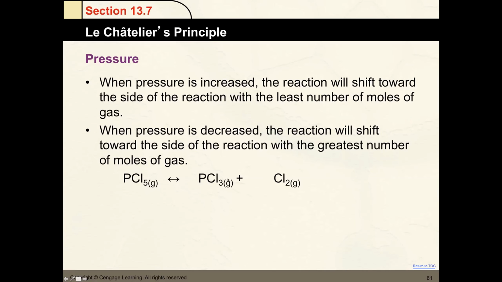But these two, when you decrease the pressure, they're not going to see each other as often, and so their reaction rate is going to slow down. They're not going to collide as frequently, but this one will continue. So that's why we say it will shift toward the side with the greatest number of moles if you were to decrease the pressure.